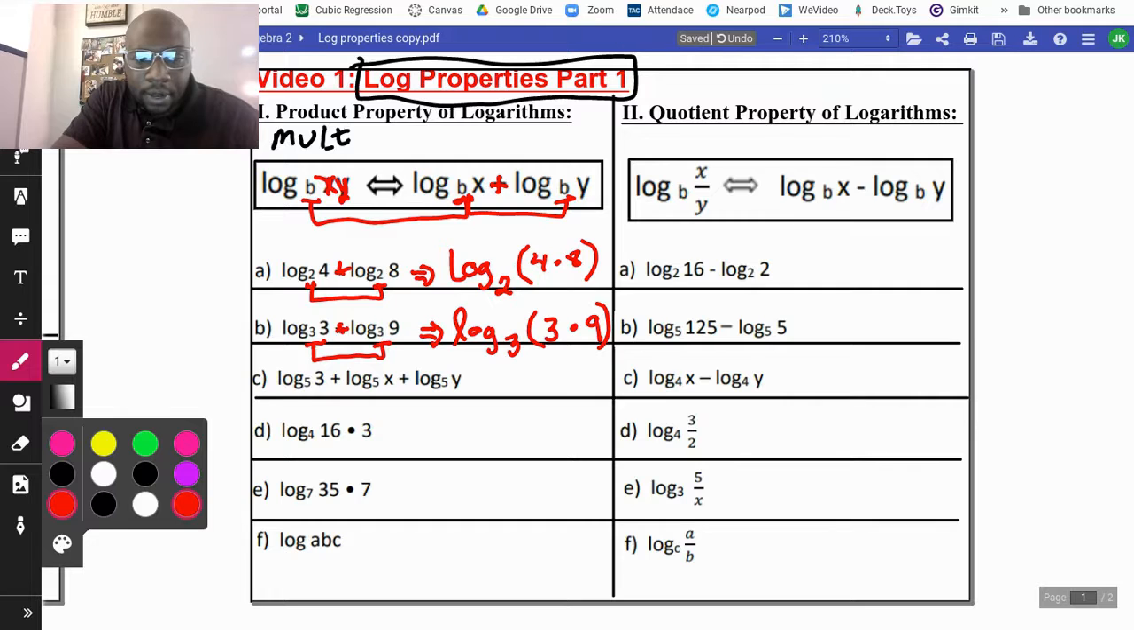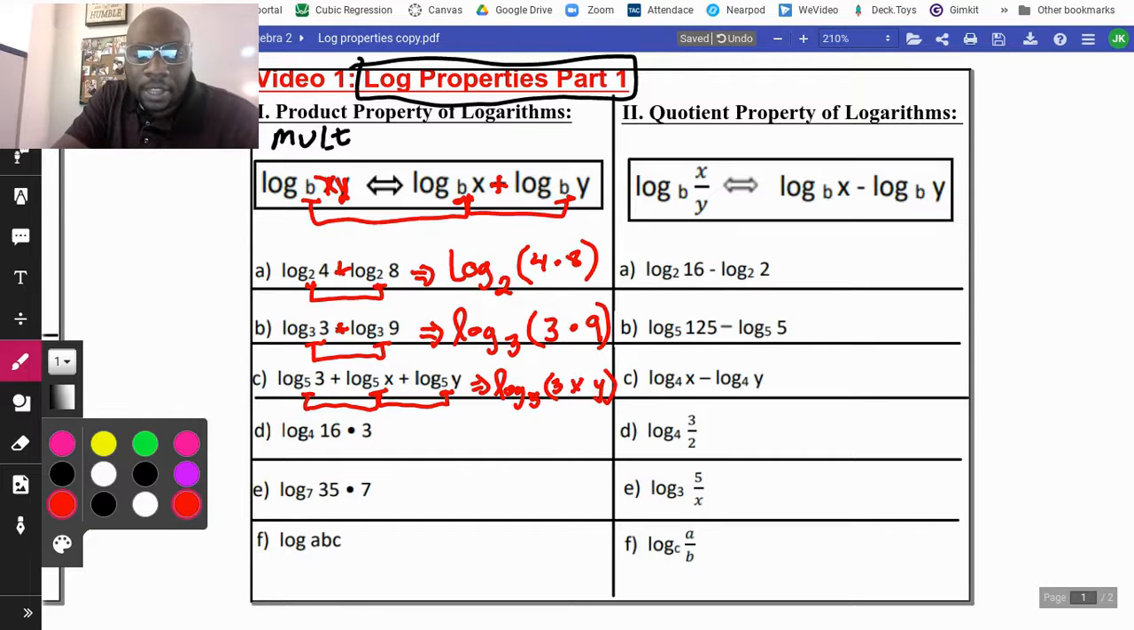Same deal. It only works when the bases are the same. Base of 5 here and another base of 5 here. Then guess what you're going to say? Log base 5, you open your parentheses and everything else has to be a multiplication. 3 times x times y. Sometimes I don't have to put the dot. You just know. It's just 3 times x times y.